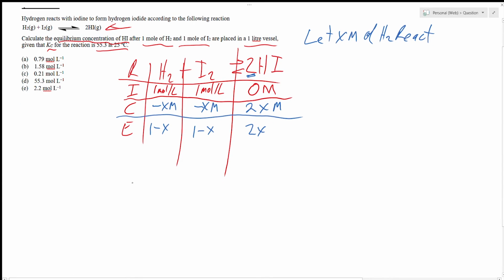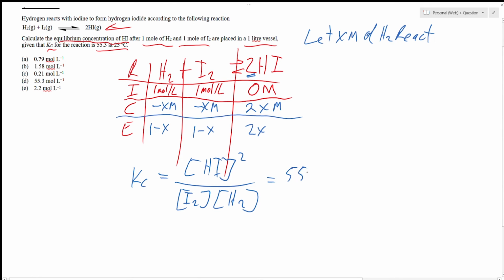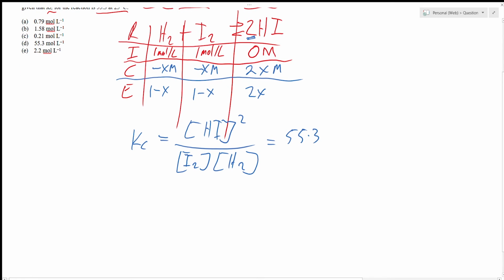So let's write the law of mass action for this reaction. Kc is equal to the concentration of the products raised to their stoichiometric coefficients divided by the concentrations of our reactants. And that was equal to 55.3 at 25 degrees. Now let's substitute in our concentrations at equilibrium. So 2X up the top there, and 1 minus X for both iodine and hydrogen.